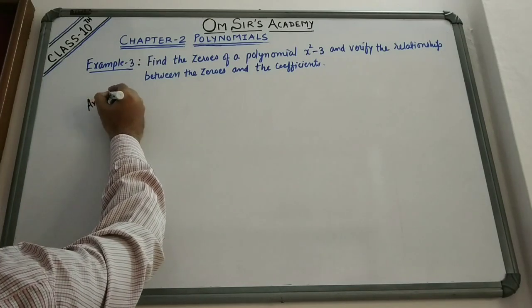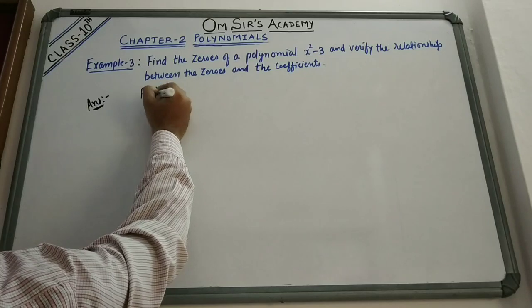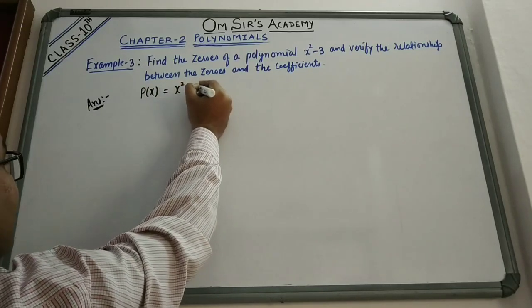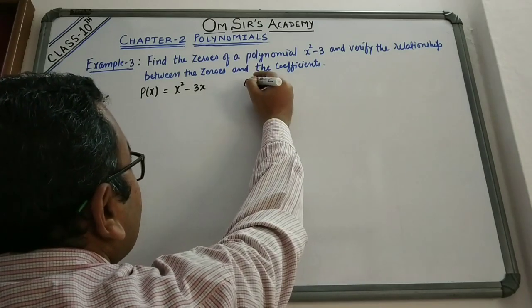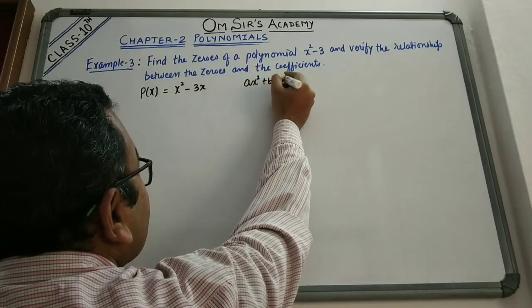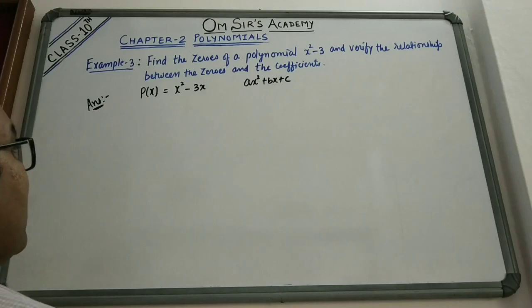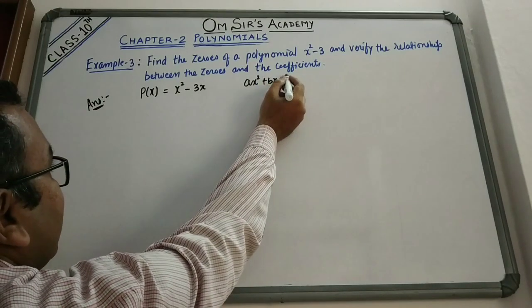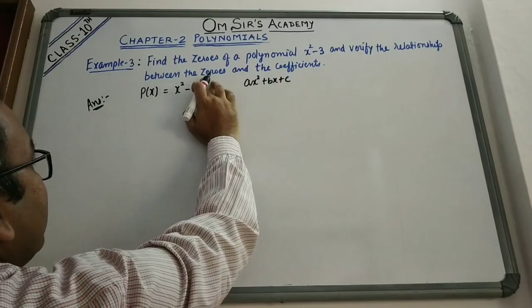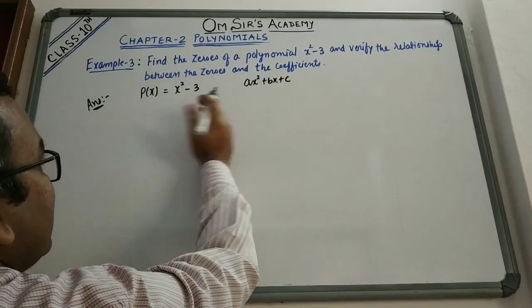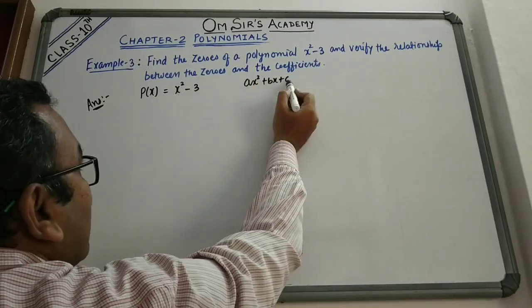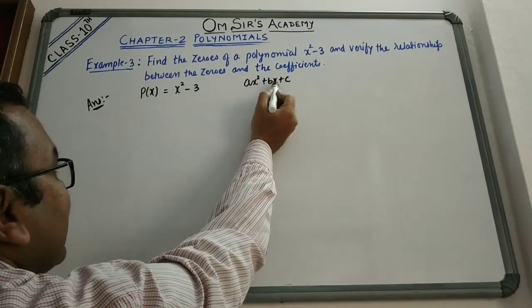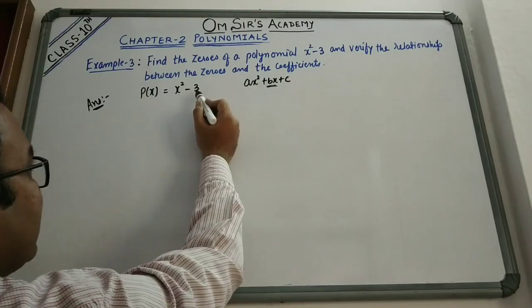But friends, here my polynomial p of x is what? X square minus 3. Is it clear? What should be the standard form? It should be ax square plus bx plus c. But here I am not given the middle term. It is x square minus 3. So the first term is given and the last term, the constant c, is given. The x term is missing here.